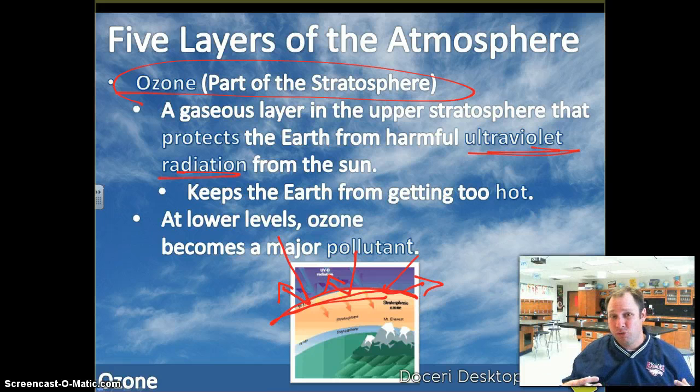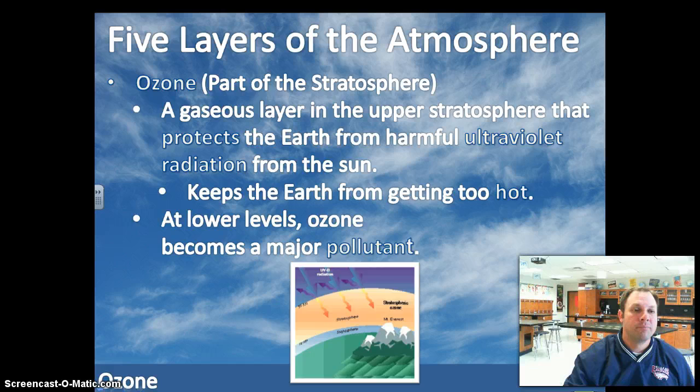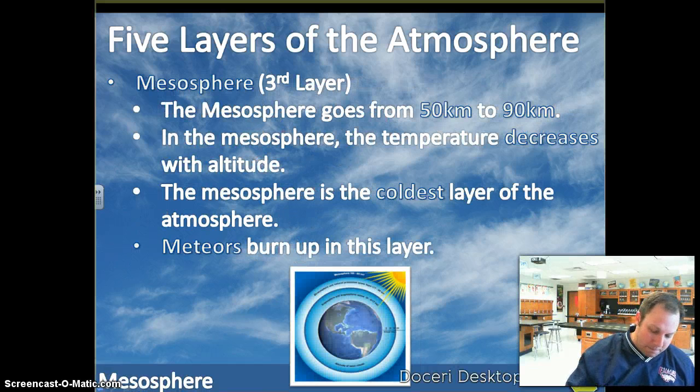We still get a lot of UV light, not all of it bounces off, but a good portion does. So the ozone being a very important part of the stratosphere. Third layer is the mesosphere.